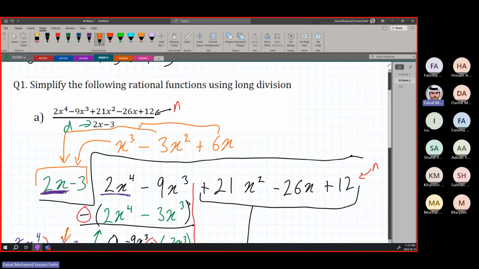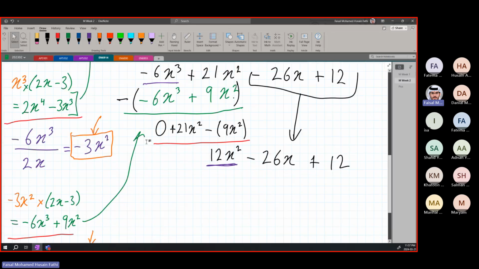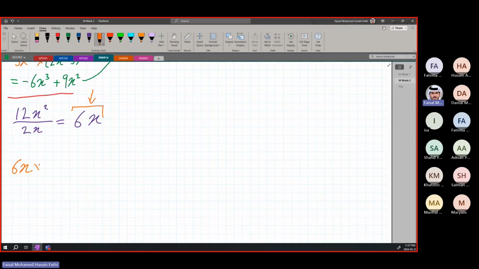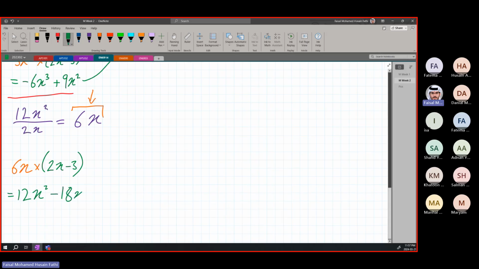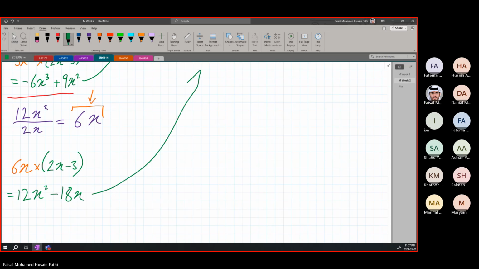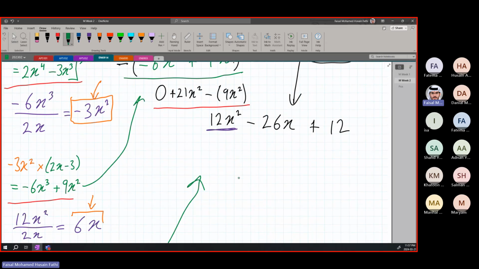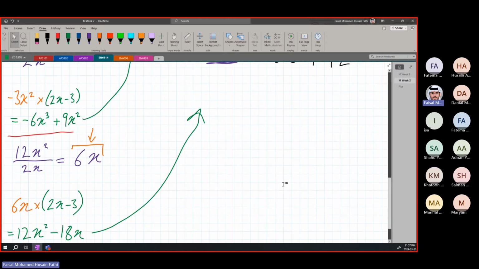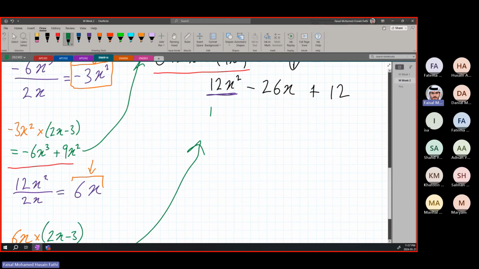And again, we will do the same thing where we multiply it with 2x minus 3. So 6x times 2x minus 3. Okay? We simplify. 6 times 2 is 12. x times x is x squared. 6x times minus 3, so 6 times minus 3 is minus 18x. Okay? 12x squared minus 18x. Now we take this up here. So we're going to write it as it is, which is 12x squared minus 18x, and we are repeating the exact same process again.